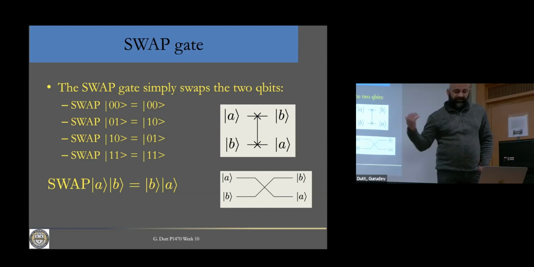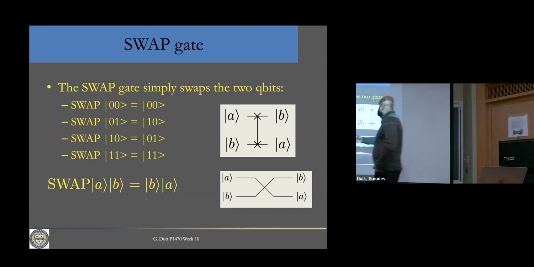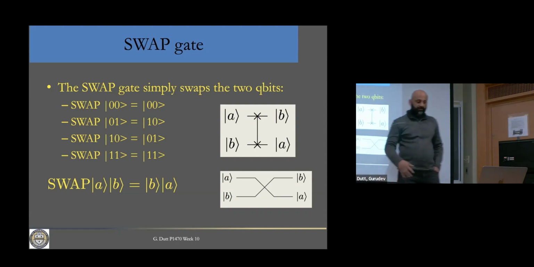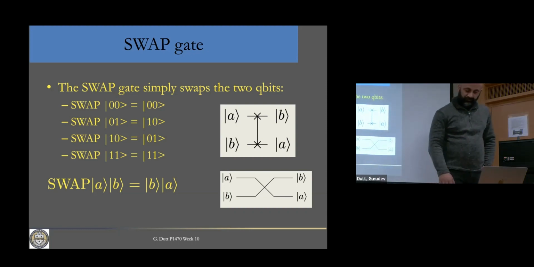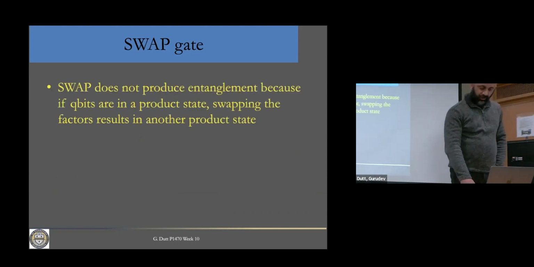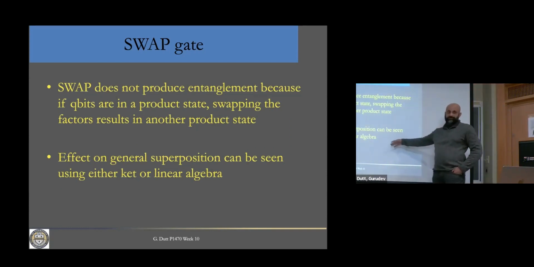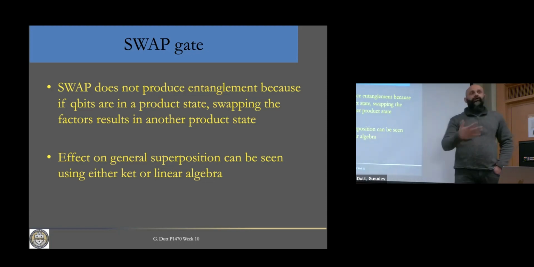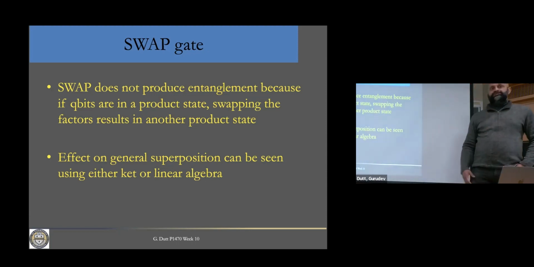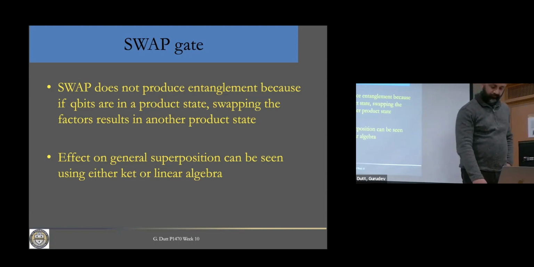And you can verify this, for example, again from the matrix. If you took this matrix and you operated it on a product state, you'll end up with product states. That's fairly straightforward. You can do it yourself with the column vectors. The effect on any general superposition can be seen using either ket algebra or linear algebra. I'm not going to repeat it here because I think we've done enough examples that hopefully you can put it together. If you're still confused, just come and talk to me.